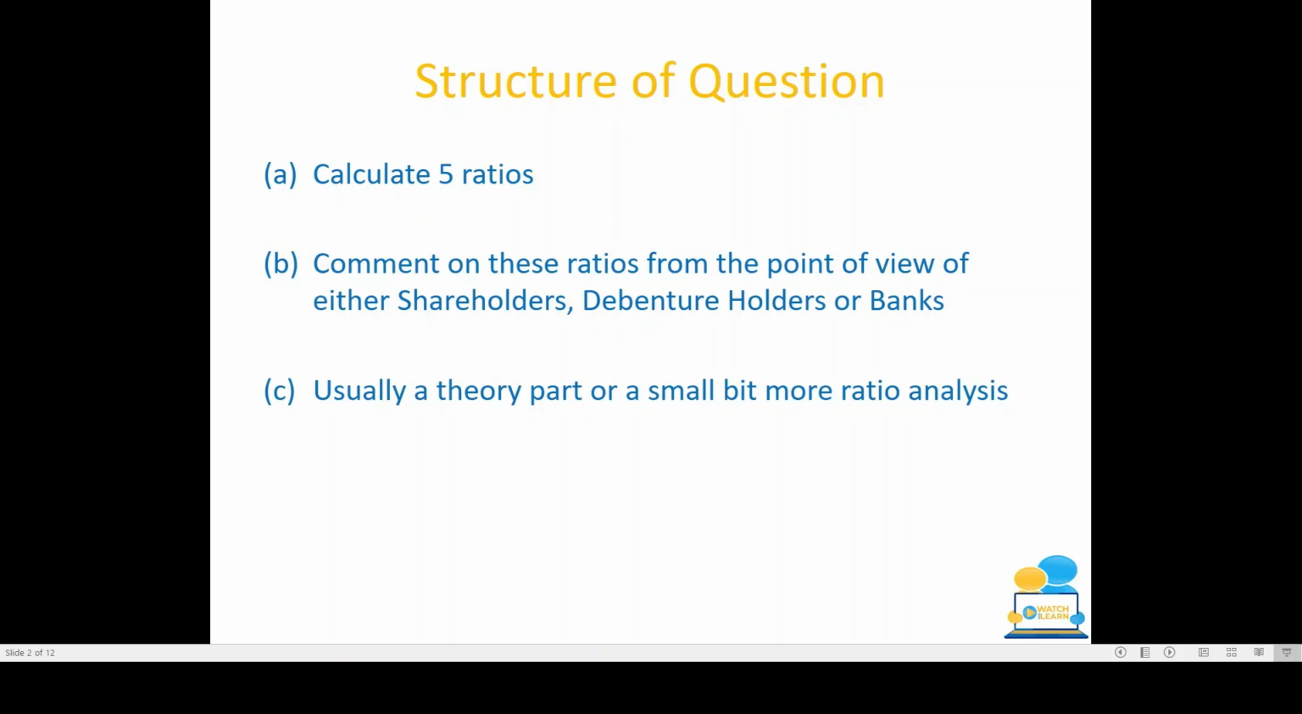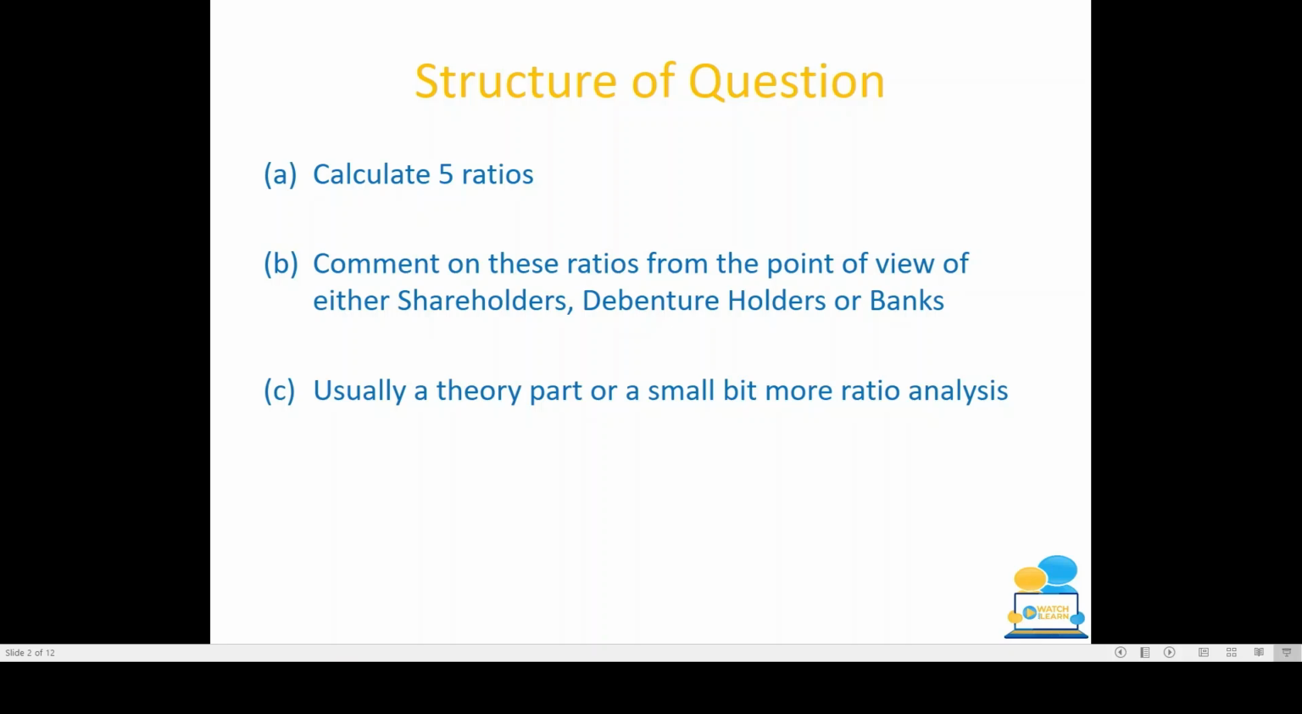In part A, we're usually asked to calculate 5 ratios. In part B, we have to comment on these ratios from the point of view of either the shareholders, debenture holders, or banks. Debenture holders and banks are almost identical as they are both people who lend money to the company, and the shareholders answer is also quite similar, only though we may change one heading at the end. So usually we would do 5 or 6 of the same headings, and then the last heading will be different depending on whether it's shareholders or debenture holders or banks.